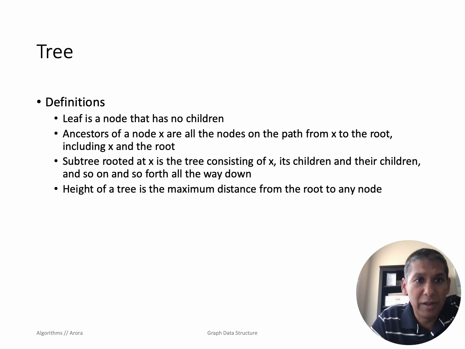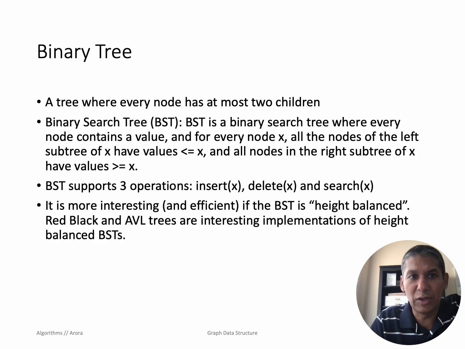But in general, when we talk about a tree data structure, it is just an acyclic connected graph. A tree has its own set of definitions. A leaf is a node that has no child nodes. Ancestors for a rooted tree are all the nodes, including the node itself, going all the way up to the root as you traverse up. The subtree is the entire tree that can be considered rooted at that particular node. The subtree rooted at X consists of X and all its child nodes and all the grandchild nodes and so on. The height of the tree is the maximum distance from the root to any node.